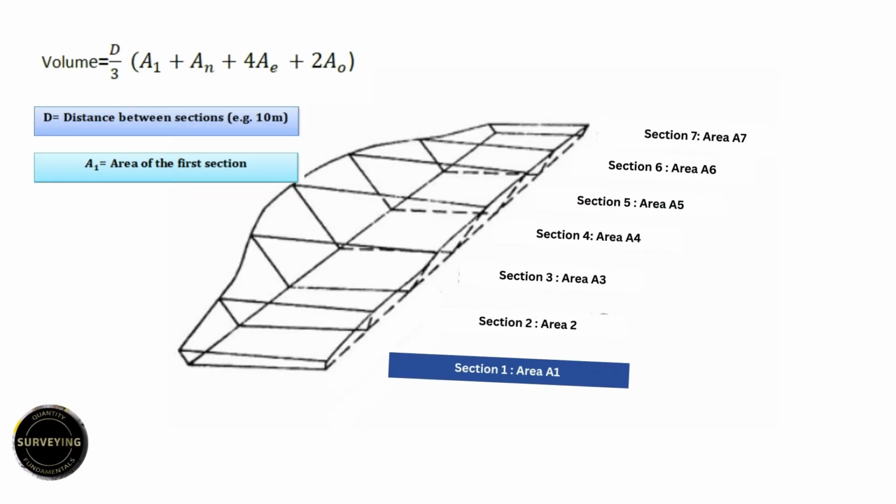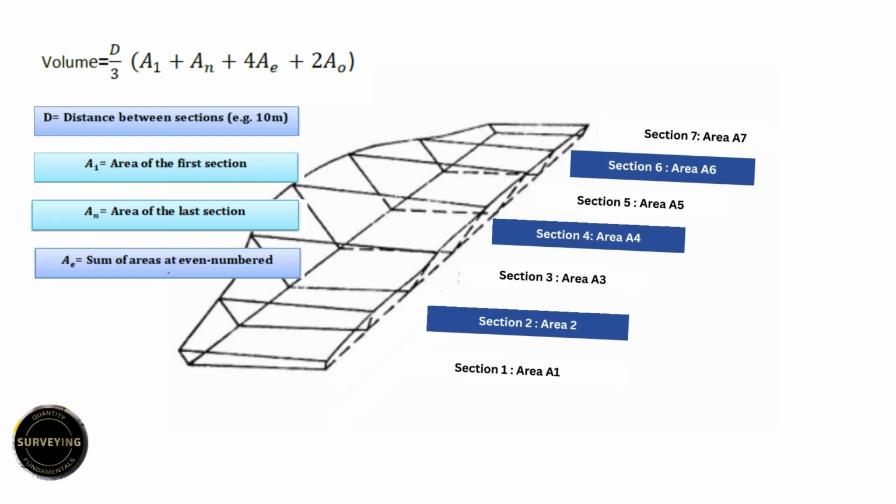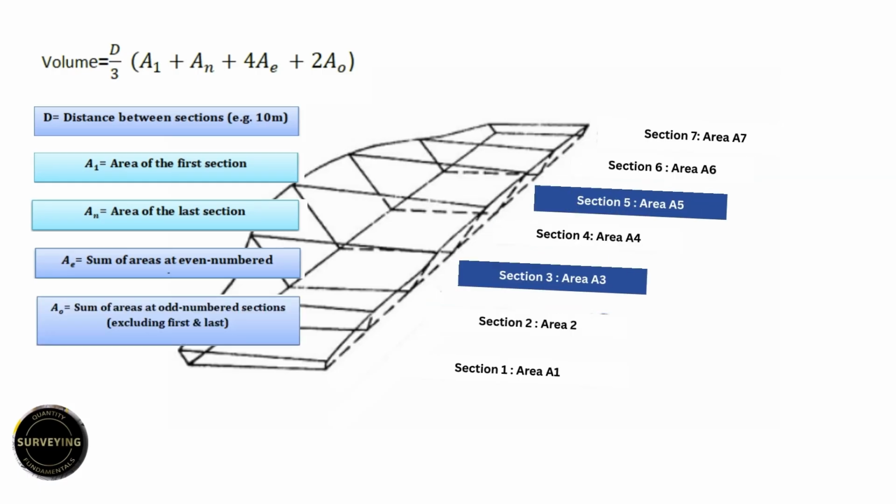A1 is the area of the first section, and it is taken once. AN is the area of the last section, and it is also taken once. AE refers to even numbered intermediate areas, and these are multiplied by 4. AO refers to odd numbered intermediate areas, and these are multiplied by 2.